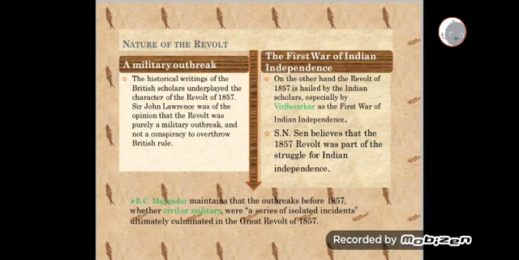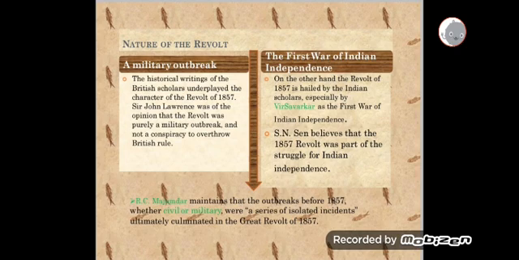John Lawrence was of the opinion that the revolt was purely a military outbreak and not a conspiracy to overthrow British rule. On the other hand, the revolt of 1857 is held by Indian scholars, especially by Veer Savarkar, as the first war of Indian independence, and second, as a belief that the 1857 revolt was part of the struggle for Indian independence.